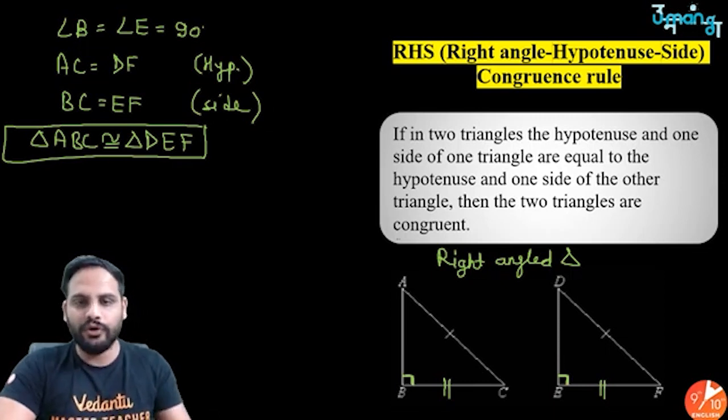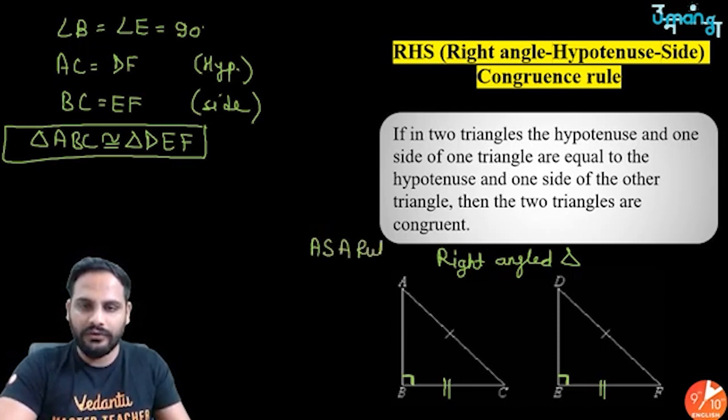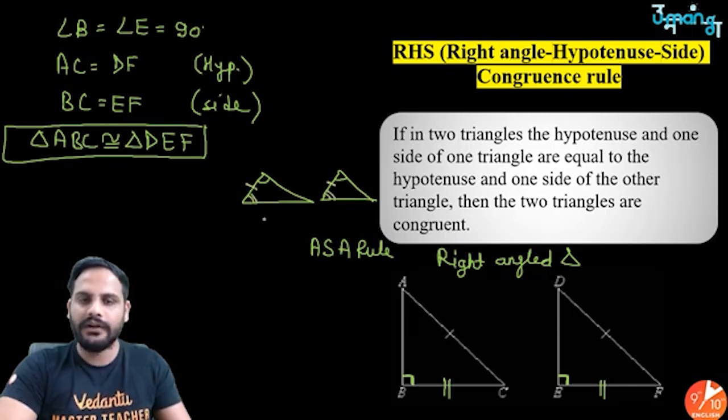Now there are two more rules. Your angle side angle rule: suppose we have two triangles, if this angle and this angle are equal to each other, this angle and this angle are equal to each other, and this side and this side are equal, then both the triangles will be congruent.